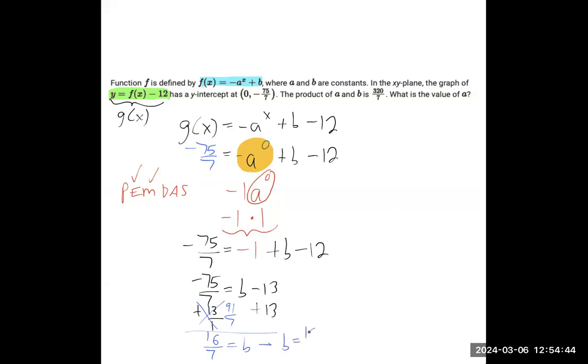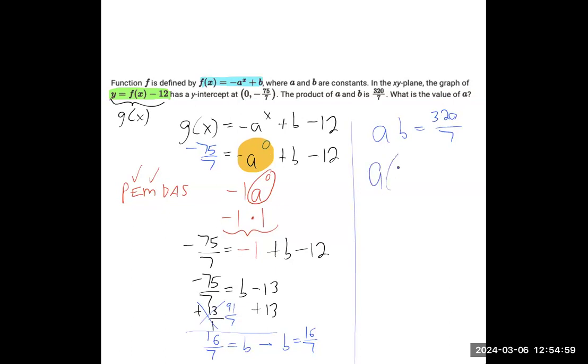It's 16/7. The next thing the question tells us is that the product of a and b is a known number. It's 320/7. And we know what b is. So a times 16/7 is 320/7. Multiply by 7 on both sides, and we'll get a times 16 is 320.